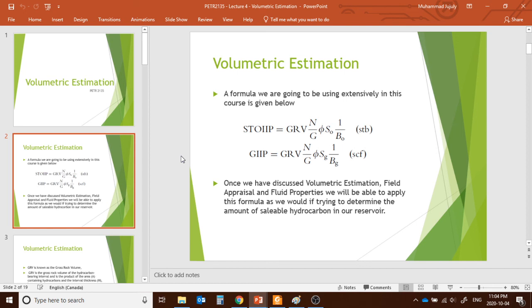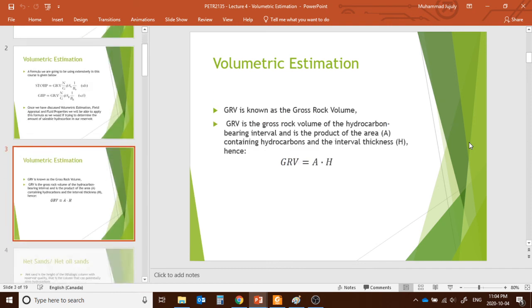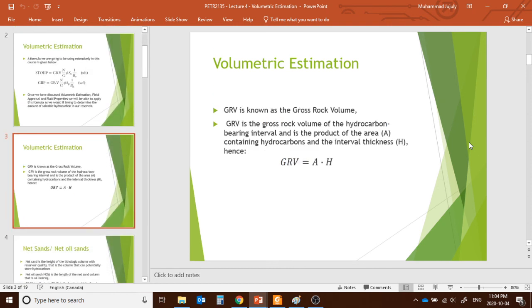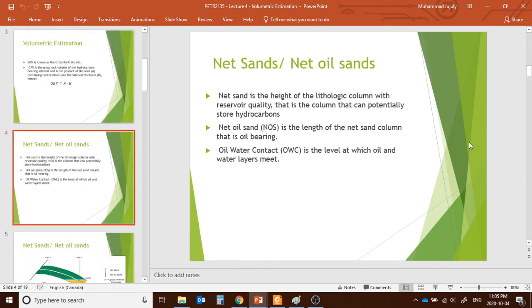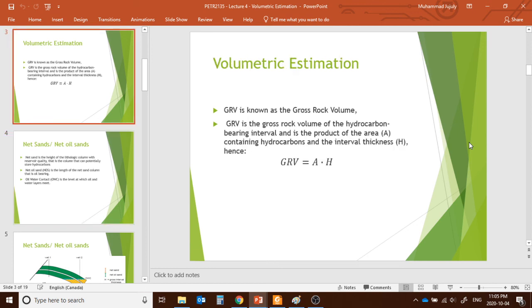So as we know, STOIIP, or stock tank oil initially in place, is this formula we used, and the unit will be in standard barrels. And for GIIP, or gas initially placed, it is in standard cubic feet. Now we also know GRV is the gross rock volume. How can we calculate the rock volume? If we know the product area and the thickness, then we can calculate the volume. Pretty simple, right?